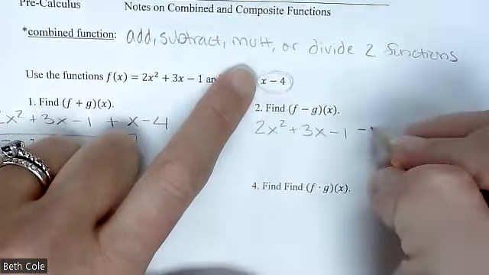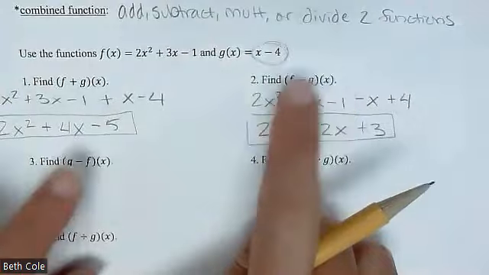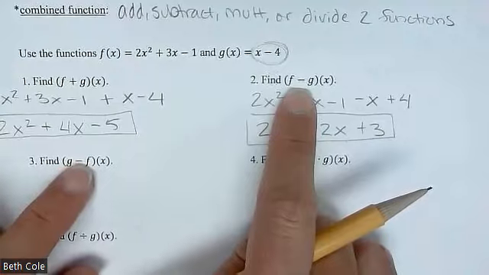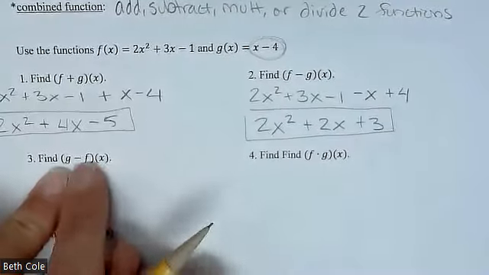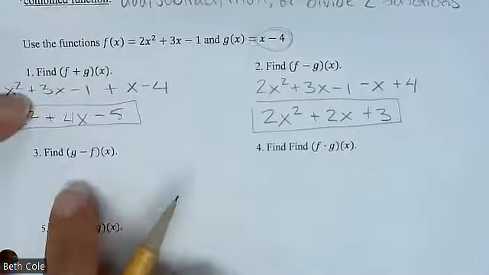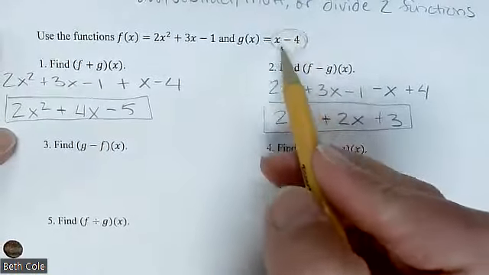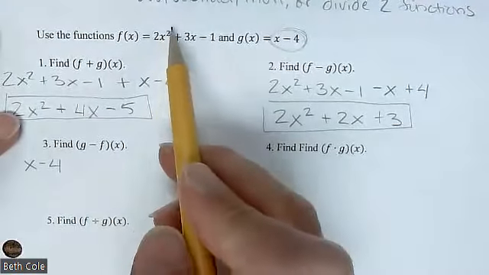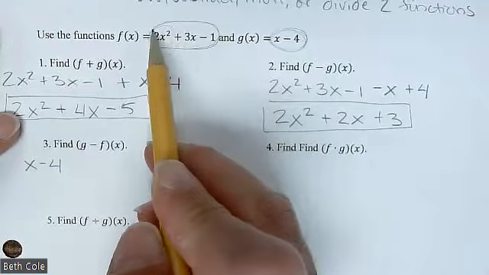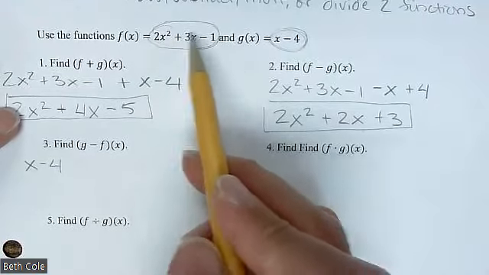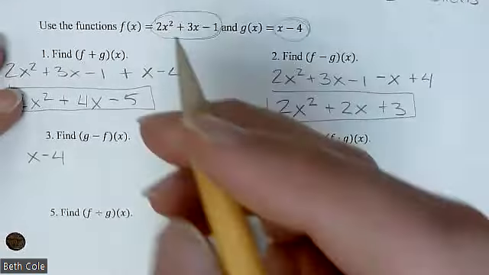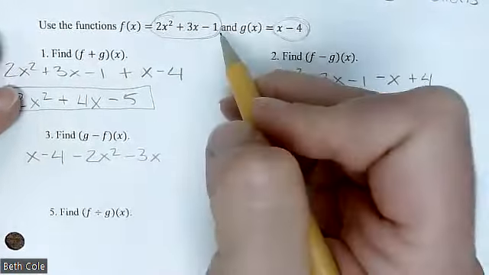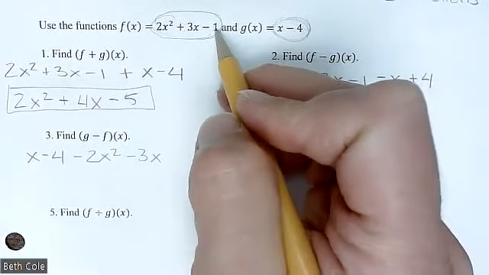Okay? Now, what do you notice is the difference between 2 and 3? Between this one and this one. They're flipped. Okay, so instead of f minus g, it's g minus f. Write it out when it's subtraction. You're going to take g of x. In this case, that's the x minus 4. And you're going to subtract all of f of x. That means you have to distribute a negative to each of these. They're all going to change their signs. So it's minus 2x squared minus 3x and then plus 1. Good.